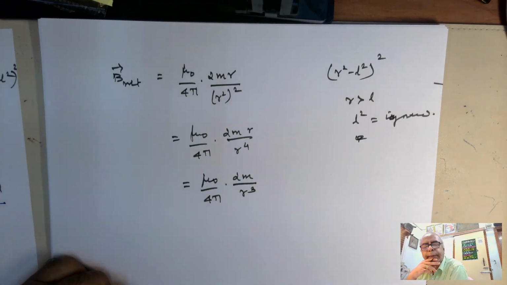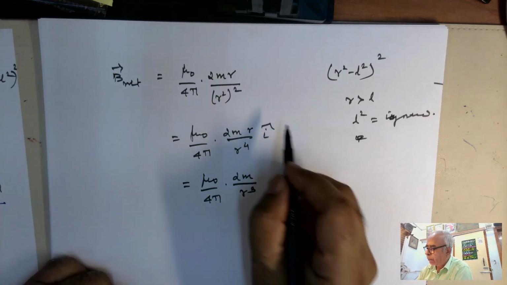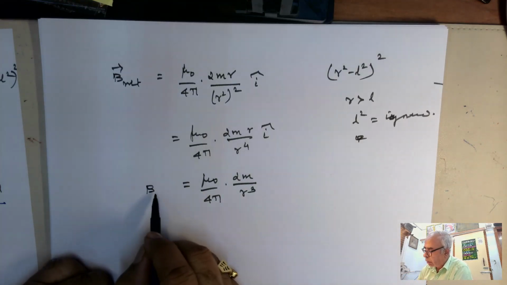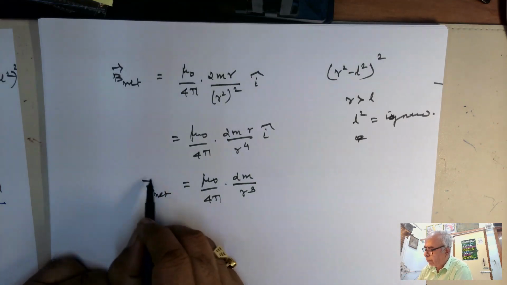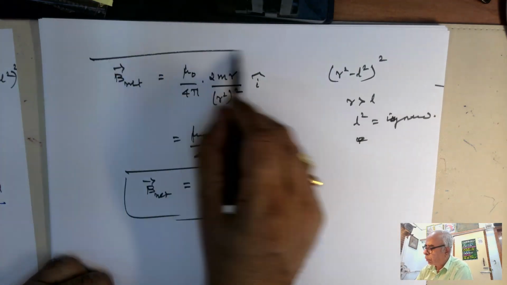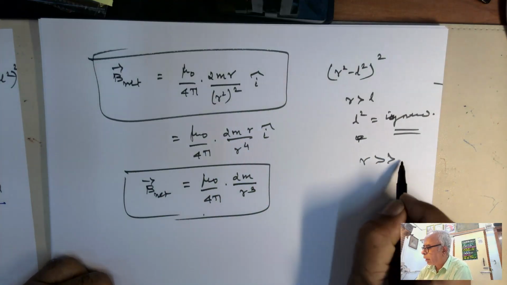Okay. With the I cap. Now this is the net magnetic field under what condition? That is R is much greater than L.